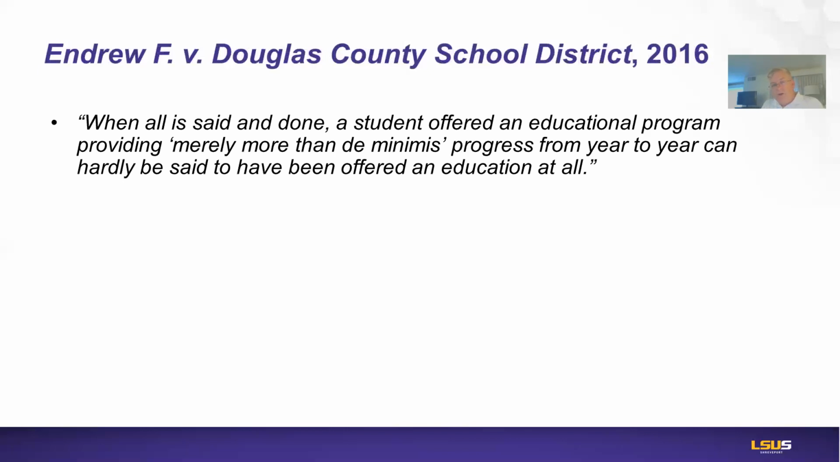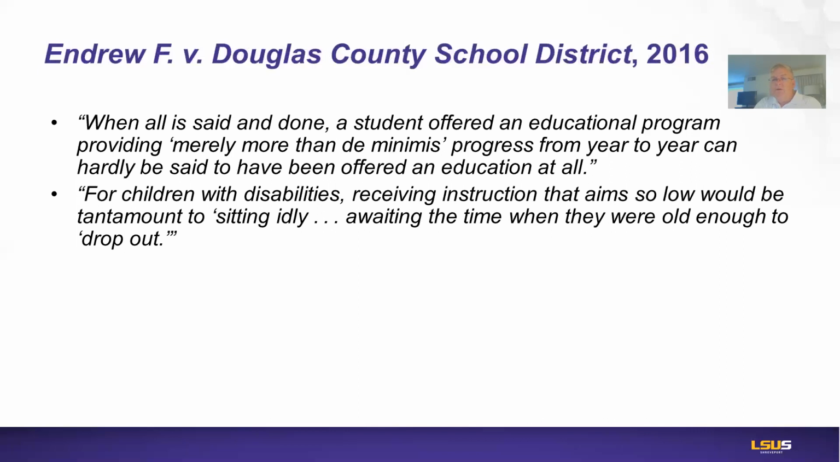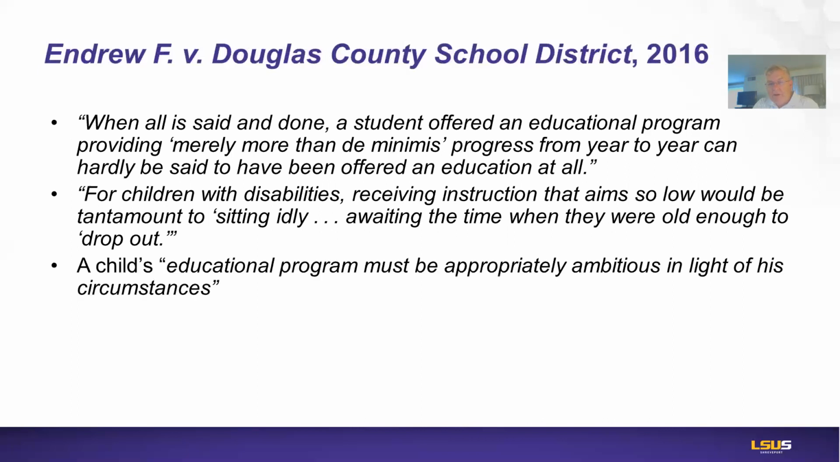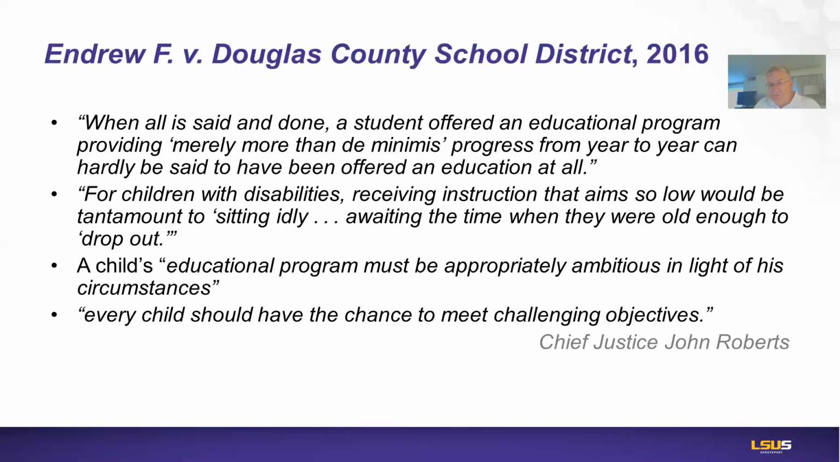So here are some quotes from Chief Justice John Roberts. And you can see he says that it has to be more than de minimis or minimal progress from year to year. De minimis had been the legal standard before this. I think Justice Roberts was pretty sure about his ideas. He says that the educational program must be ambitious and that every child should have a chance to meet some objectives.